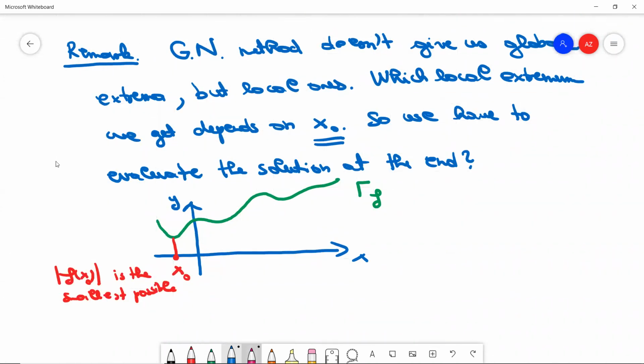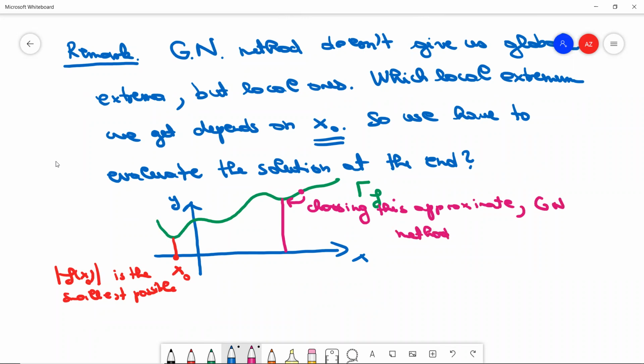But the problem is the remark which I wrote: if we choose the initial approximate somewhere here, then the Gauss-Newton method will converge to this local extremum. So choosing this approximate, the Gauss-Newton method converges to x naught prime, which is far from the solution of our problem.